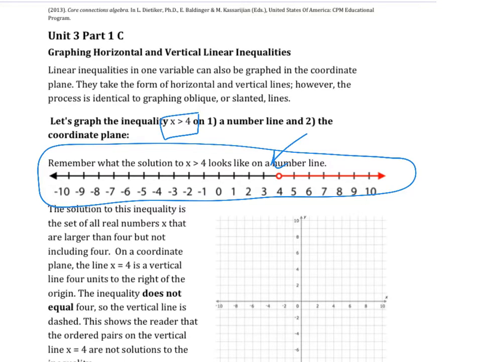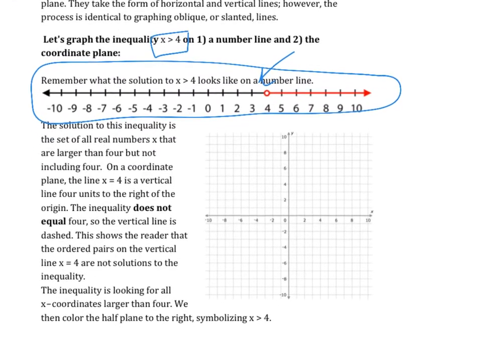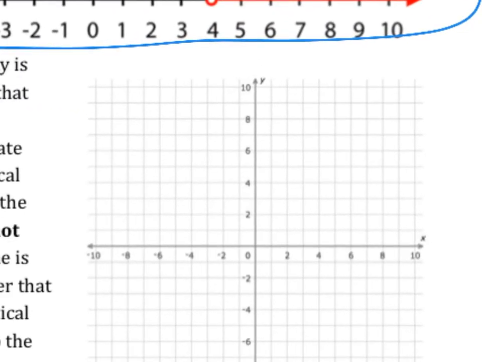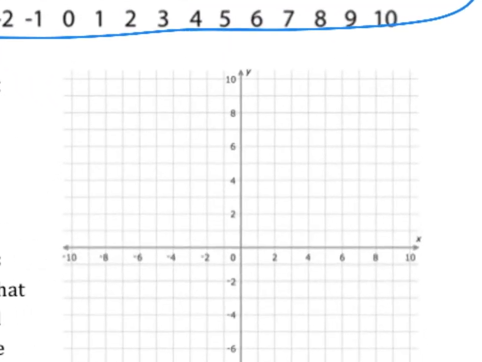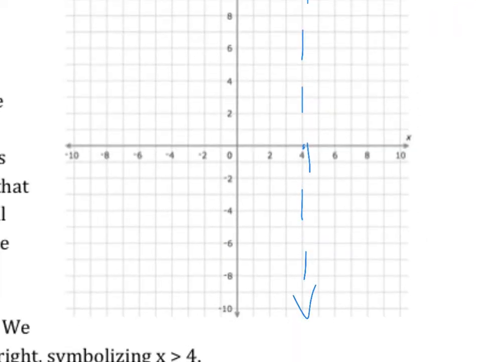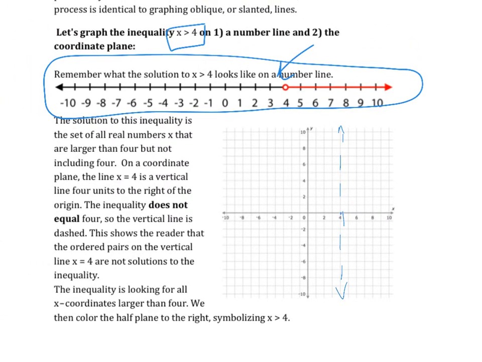So what we're going to do for our coordinate plane is graph our line. It is vertical and it's dotted. So at 4, we're going to plot our point, and we're going to have a dotted line. Sorry, it's not very straight. Okay, so once we have that dotted line, we want to see which side we're going to shade.